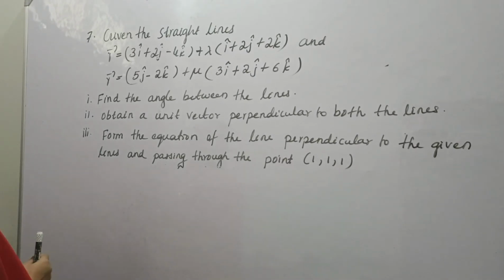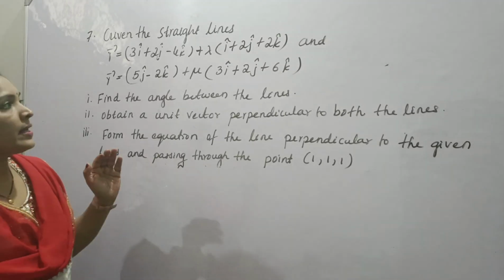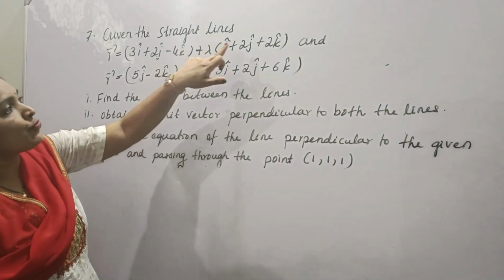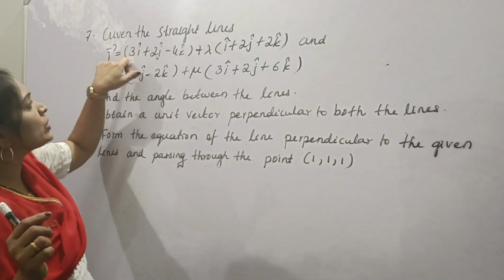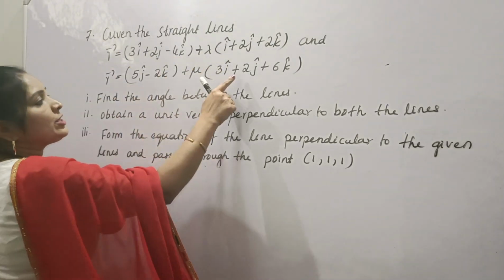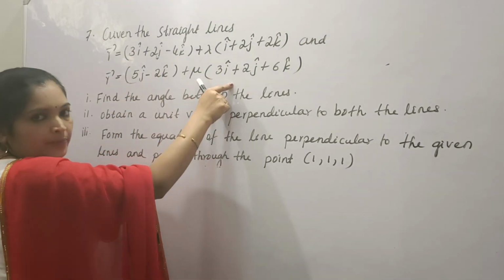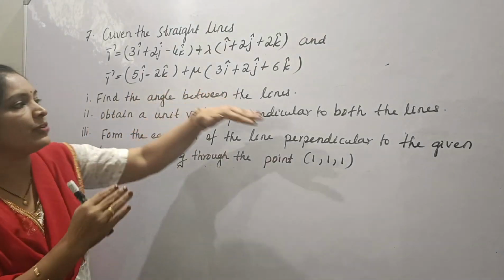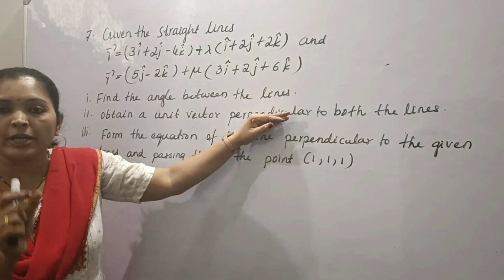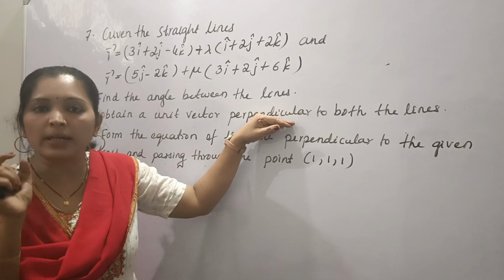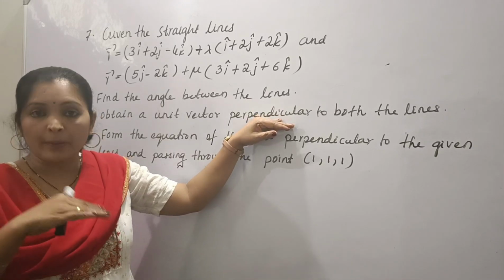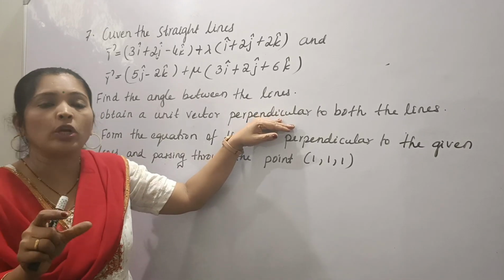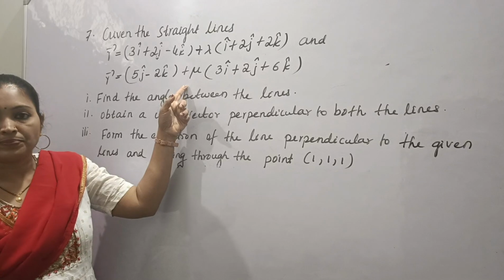Second one is to obtain a unit vector perpendicular to both the lines. Here we know that vector b1 is parallel to this line, and vector b2 is parallel to this line. Leaving the unit vector aside for now, we have to find a line that is perpendicular to both of these lines.